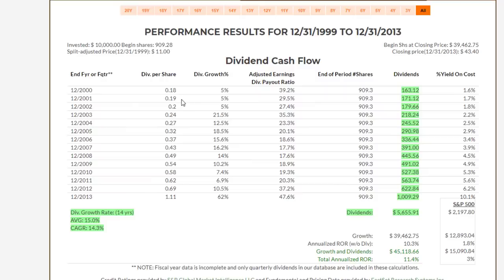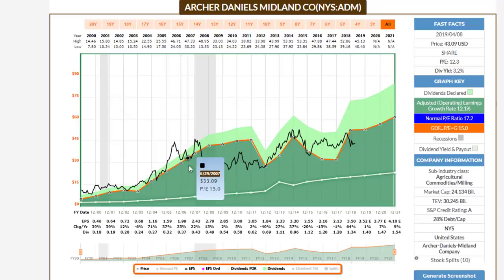What's interesting about these, I'll call them quasi-cyclical or cyclical stocks, is if you put $10,000 in Archer Daniels Midland back in December of 1999, through yesterday's close, your stock would be worth $39,460. That's a growth rate of 10.3%. You also would have received $5,655 in dividends, so your total return was $10,000 grew to $45,000, or averaged 11% a year, and that's in comparison to the S&P that only did 3%. So even though these companies are cyclical, they can be very excellent performers over the long run.